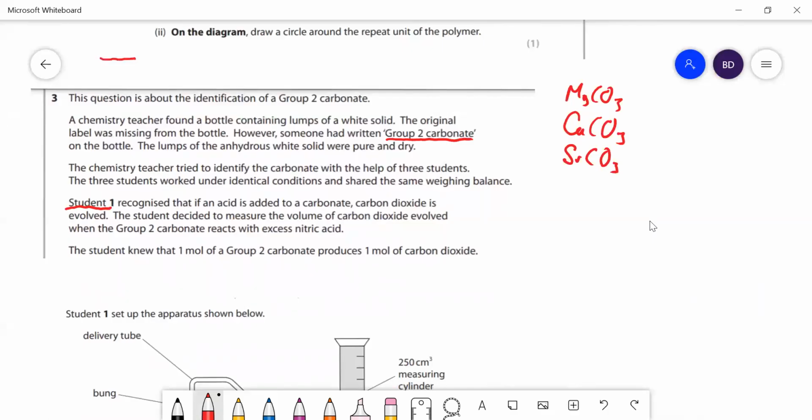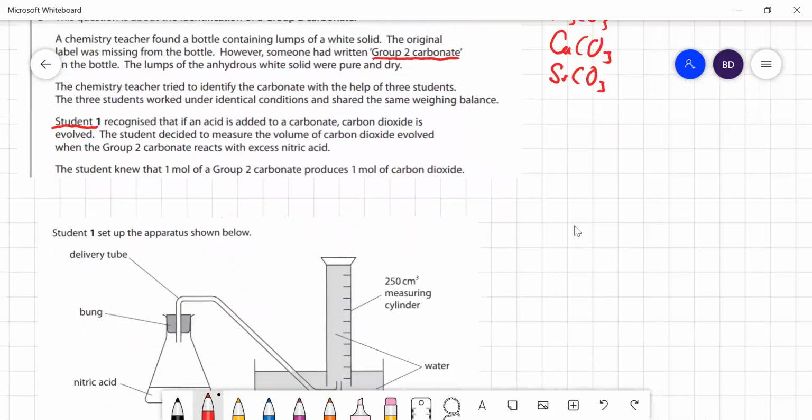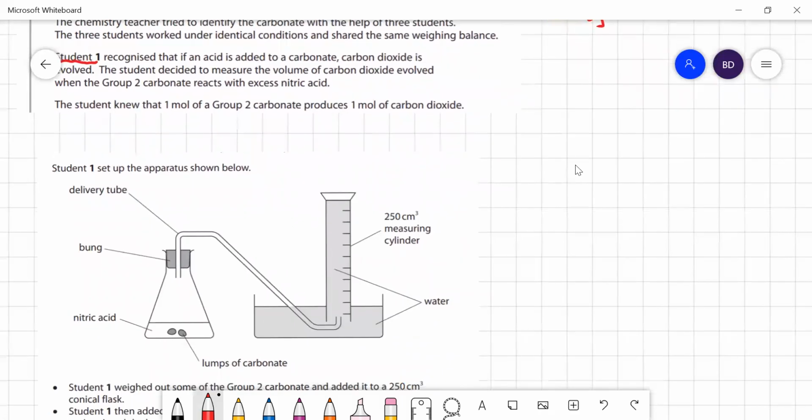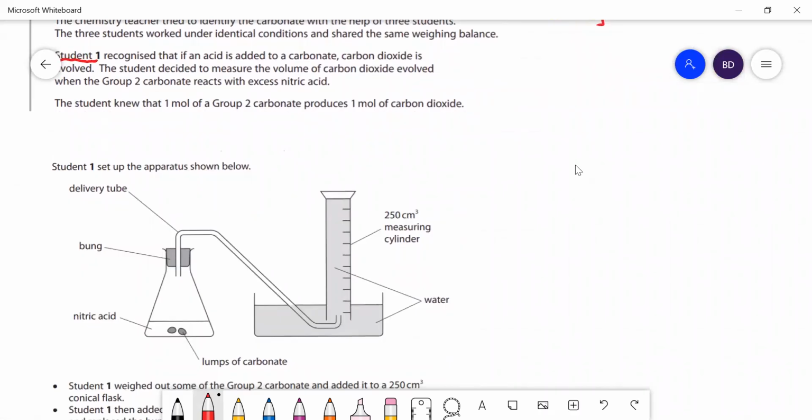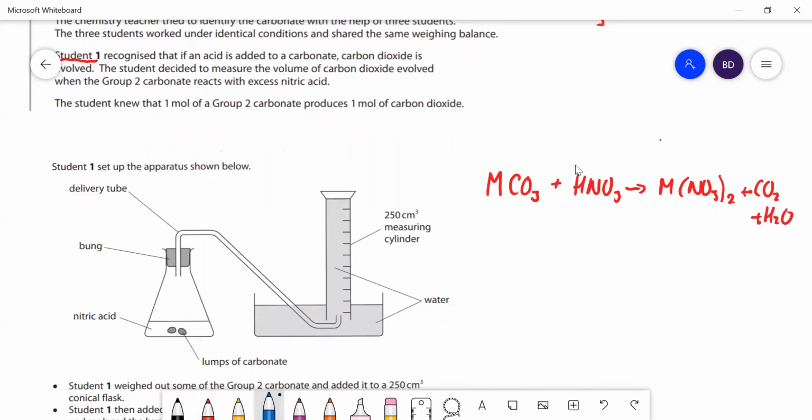Student 1 knew the group 2 carbonate produces 1 mole of carbon dioxide. The reaction is going to be MCO3 reacting with nitric acid, HNO3, and you're going to get M(NO3)2, because the M is a 2+ ion, and you're going to get CO2 and H2O. And the important thing is that 1 mole of the carbonate gives us 1 mole of carbon dioxide.